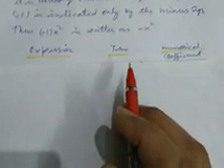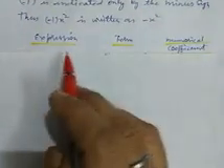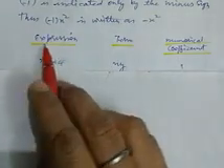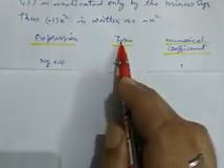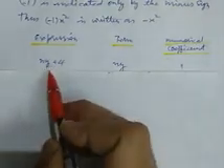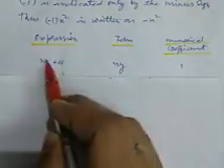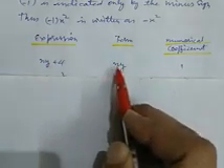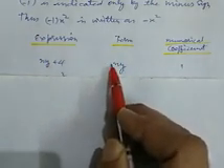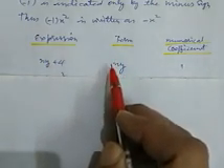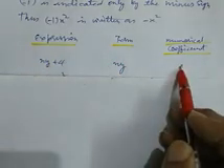Now we learn something required to be known by everyone: expressions, terms and numerical coefficients. Here we take some terms. xy plus 4 has two terms. Term xy: what is the coefficient of term xy? It is 1. Because 1 is not expressed, it is omitted, but 1 is here. So the numerical coefficient is 1.